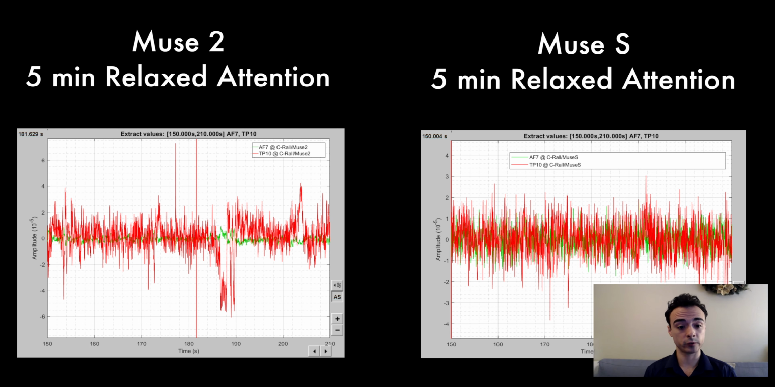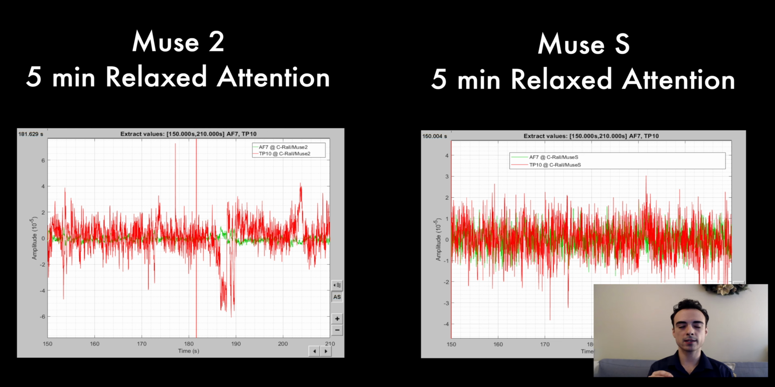So for your files, you sent me some files between your Muse 2 and your Muse S. For those two files, I left them relatively unfiltered, right? Just so we could see what these devices are natively outputting if I didn't clean it up or touch it up or do anything like that.